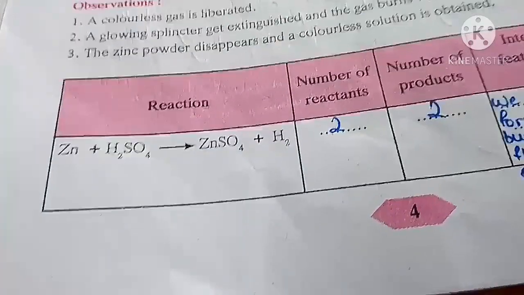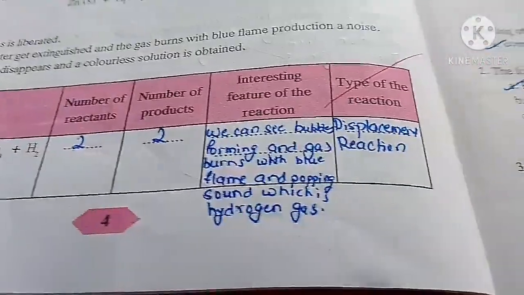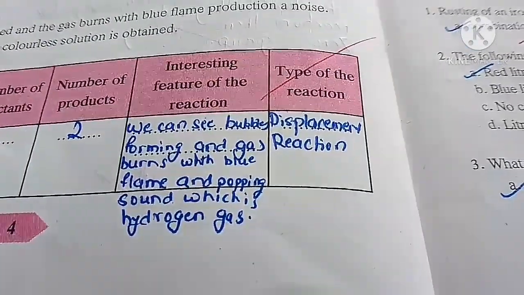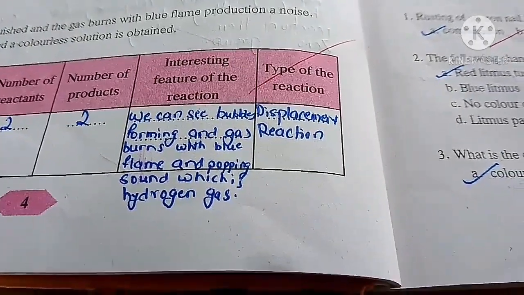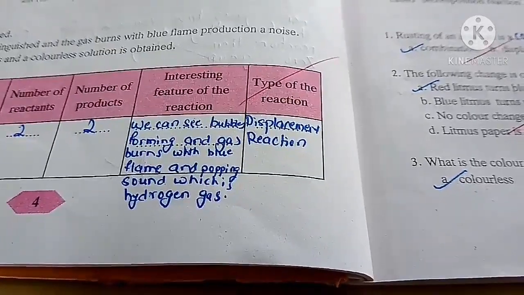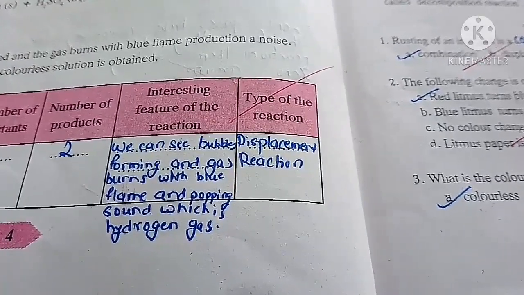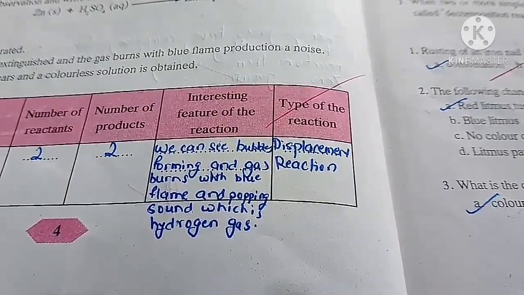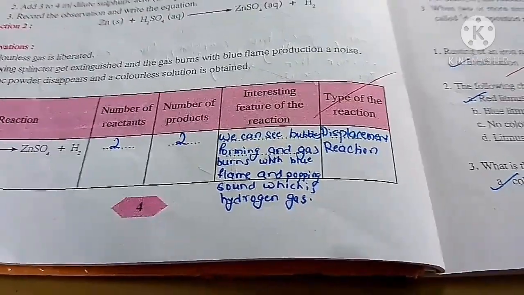You can see the reaction. Zn plus H2SO4 gives ZnSO4 plus H2. Number of reactants 2, number of products also 2. So the interesting feature of the reaction is we can see the bubbles coming out, which are of hydrogen gas, and it gives a popping sound of hydrogen gas. The reaction is called a displacement reaction because from H2SO4, H2 is removed and zinc displaces it, and that is why hydrogen gas is liberated.